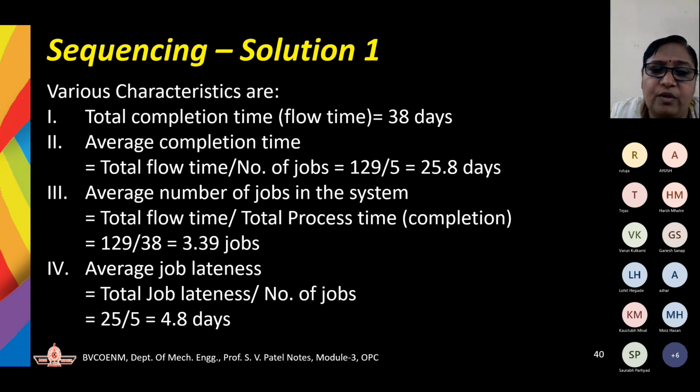Similarly, average number of jobs in the system is total flow time divided by the processing time. So approximately 3.39 jobs are going to be in the system. And average job lateness is the summation of job lateness divided by the number of jobs. That is going to give you 4.8 days.